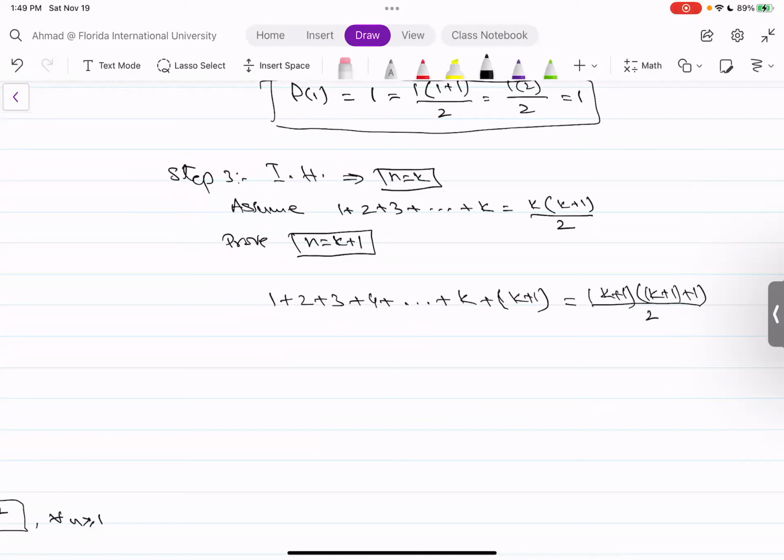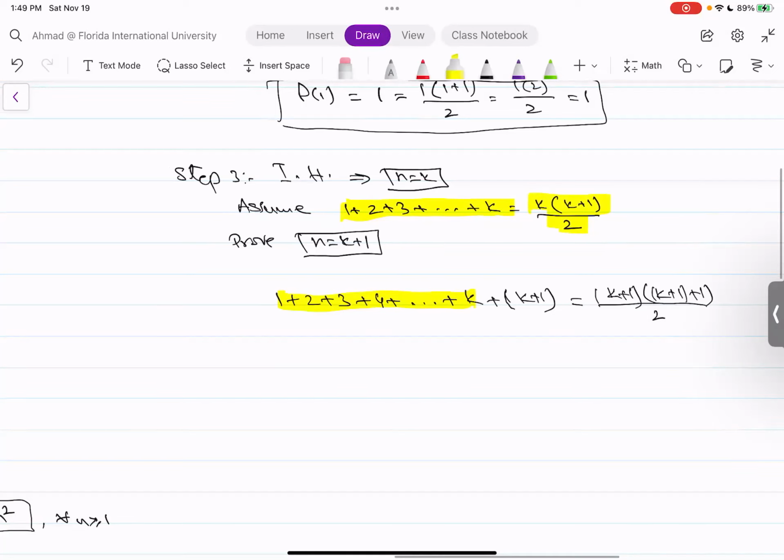Now, how can we simplify this one? We already know from our assumption, from our hypothesis, that this value is equal to this one. So fill up this value. That is what? k times k plus 1 divided by 2 plus the k plus 1 term. k plus 1 is going to be equal to k plus 1 times k plus 2, right, divided by 2.